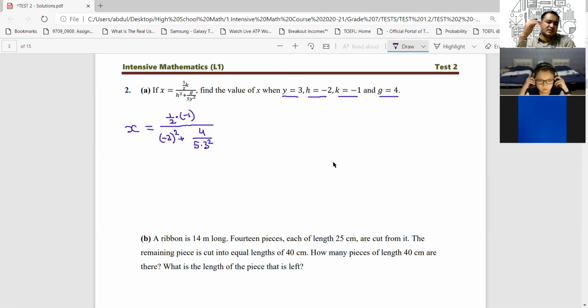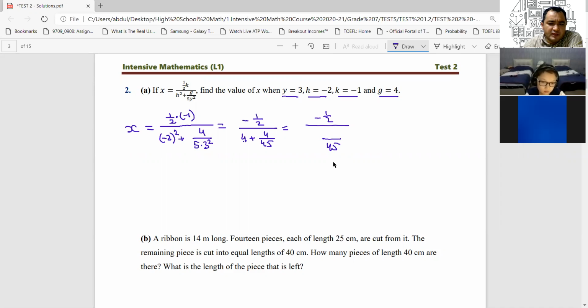So the first step, we have to substitute the values, right? Next step, we will simplify. So negative half times negative 1, that is negative half over negative 2 squared, that is 4, plus, and here we have 4 over 5 times 9, it is 45, right? Continue. Here we have negative 1 over 2. If you just add these two fractions, what do we have here? Common denominator is 45. 4 times 45, it is 180. 180 plus 4, it is 184, right?